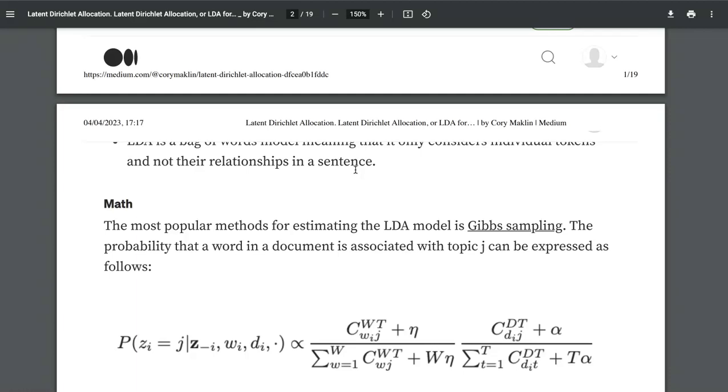Suppose someone gives you a new document, so how will you predict its topic? You already know that for each of these topics, some words are more frequent than others. If in your new document the words are mostly from topic 1's class, then you can predict that the whole document is more probably from that class only.